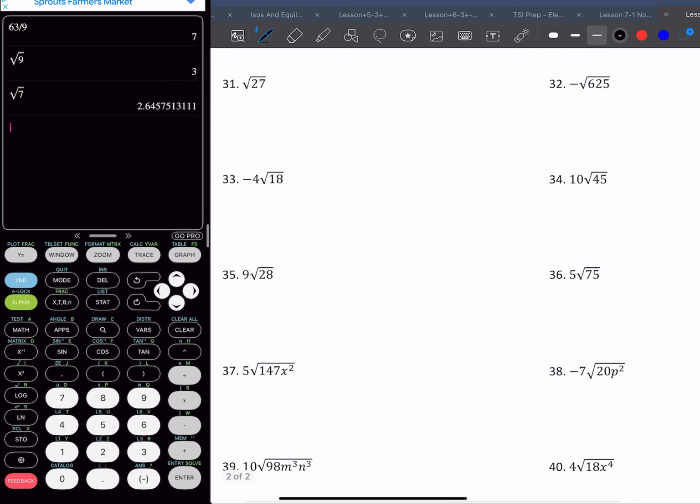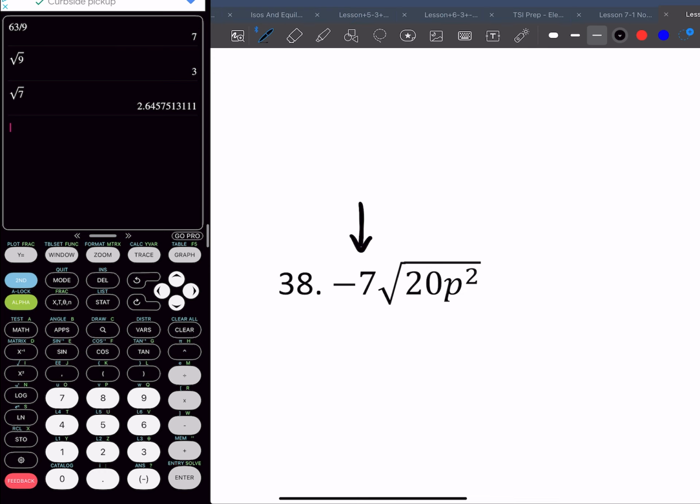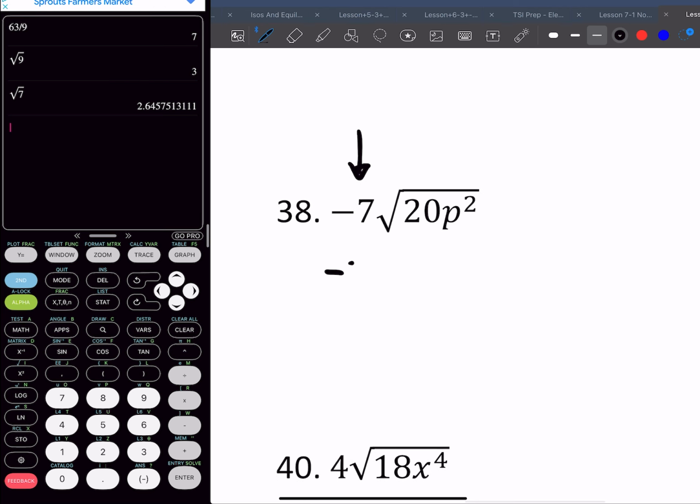Let's take a look at number 38. So here's the thing. You have negative 7 here. Don't forget that it exists. Negative 7 times the square root of 20 times p to the second. All I'm doing is I'm just separating these two terms with a multiplication sign.